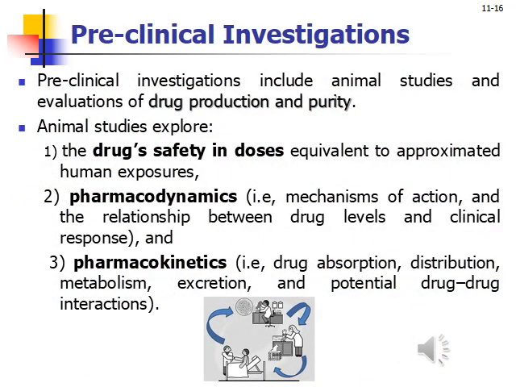Preclinical investigations. Preclinical investigations include animal studies and evaluations of drug production and purity. Animal studies explore the drug's safety in doses equivalent to approximated human exposures, pharmacodynamics, including mechanisms of action and the relationship between drug levels and the clinical response, and the pharmacokinetics, including drug absorption, distribution, metabolism, excretion, and potential drug-drug interaction.